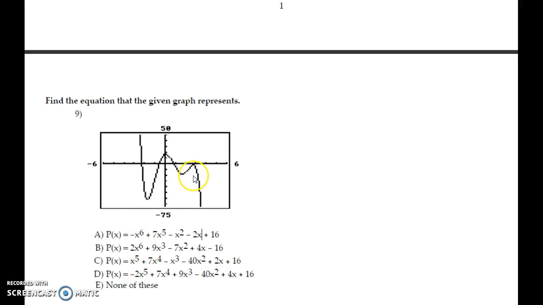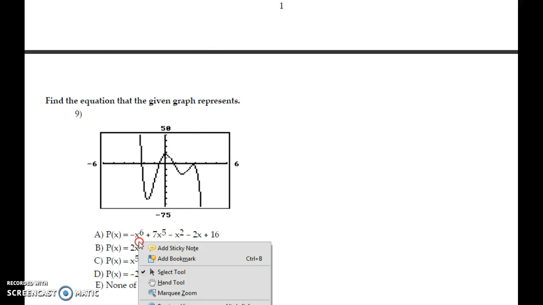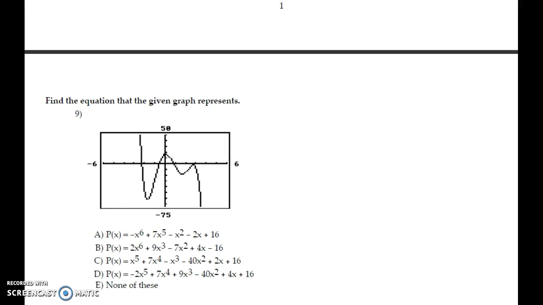And D looks like this, where when you're going on the positive x values, it goes downward. And then when you go this way to the left, it goes upward. That's because you have a negative in front of the first term, a negative 2. If you have a positive first term, so just a positive x to an odd exponent, this side should be going up, and this side should be going down. So you don't need to solve anything with this. You just need to look at the very first term, and it'll tell you which of these is the correct equation.